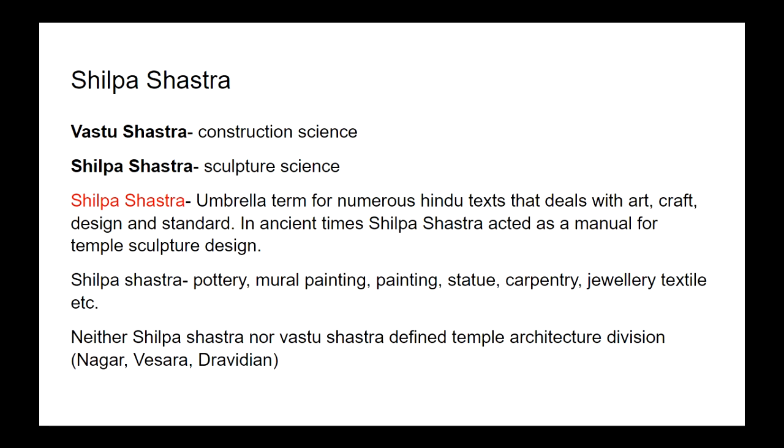Silp Shastra is an umbrella term for numerous Hindu texts that deal with art, craft, design, and standards. So it is not a single book, but a collection of books that defines the rules of designing or manufacturing sculpture. In ancient times, Silp Shastra acted as a manual for temple sculpture design. Silp arts also include pottery, mural painting or painting, statue, carpentry, jewelry, textile, and many more things.